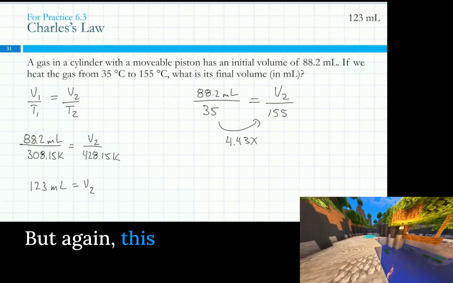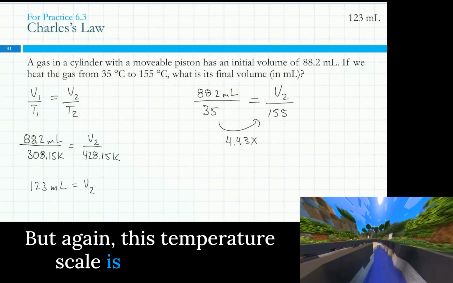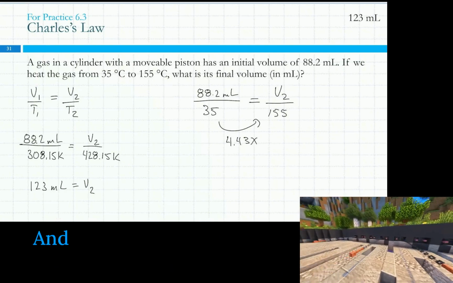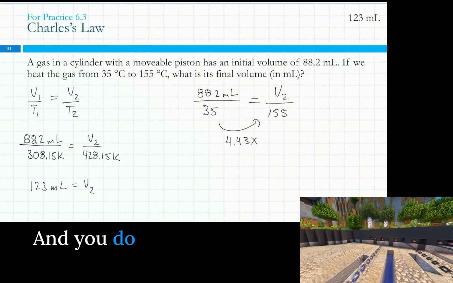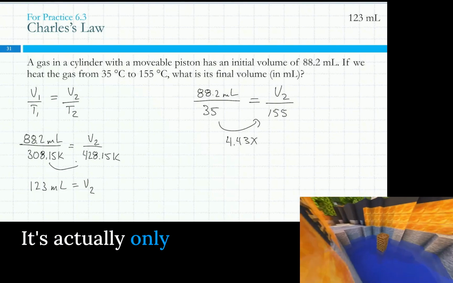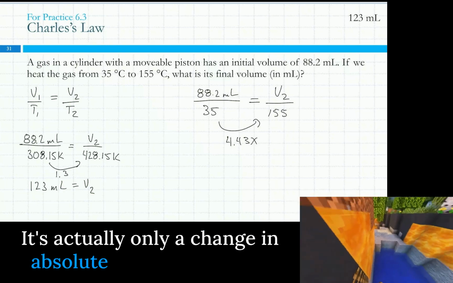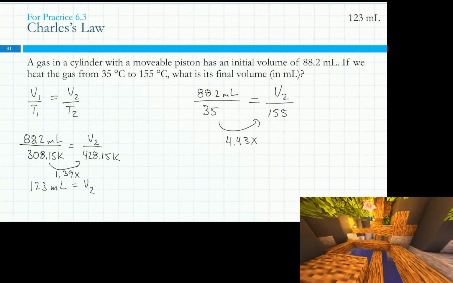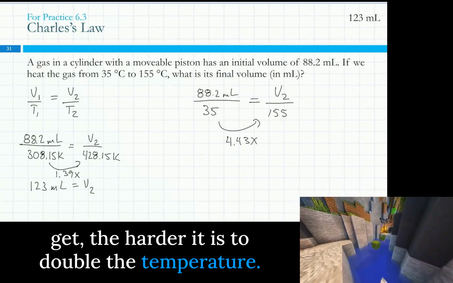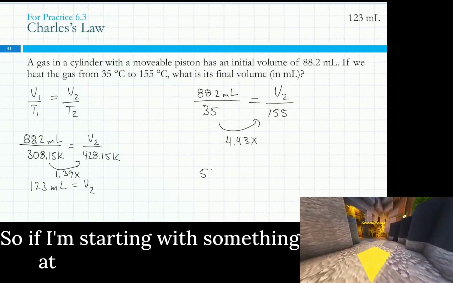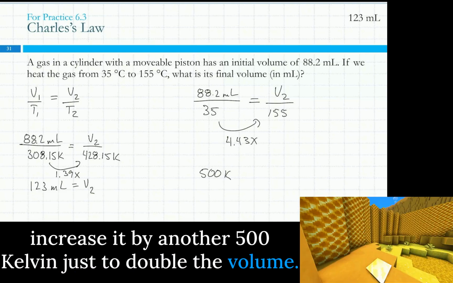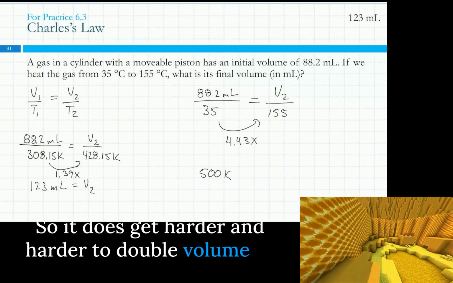But again, this temperature scale is not absolute. So if we look at these numbers over here, how much bigger is 428 than 308? You do that by taking 428 divided by 308. It's actually only a change in absolute temperature of 1.39x. And the larger those temperature numbers get, the harder it is to double the temperature. So if I'm starting with something at 500 Kelvin, I have to increase it by another 500 Kelvin just to double the volume. So it does get harder and harder to double volume as you increase temperature.